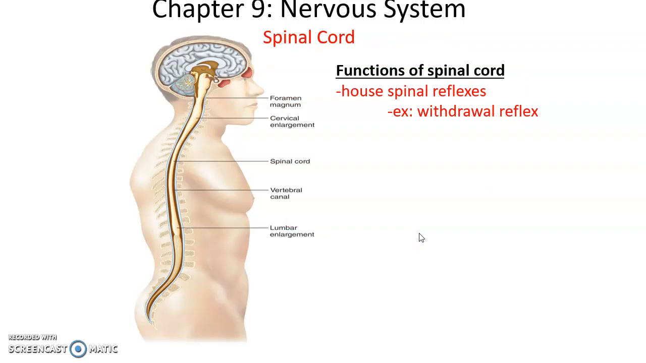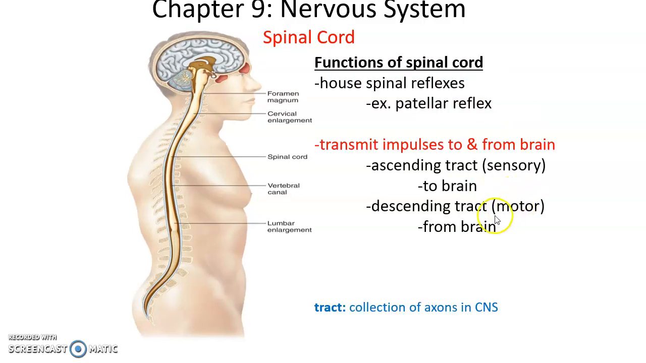Now, the spinal cord has a variety of functions. One function is that it houses the spinal reflexes, such as the withdrawal reflex. And of course, as we know, these reflexes don't need the brain. They can occur just through the spinal cord. The other big important function is that the spinal cord transmits impulses to the brain, going up to the brain and coming down from the brain. So we have ascending tracts of sensory information going to the brain and descending tracts of motor commands coming from the brain. And a tract is just a collection of axons in the nervous system.